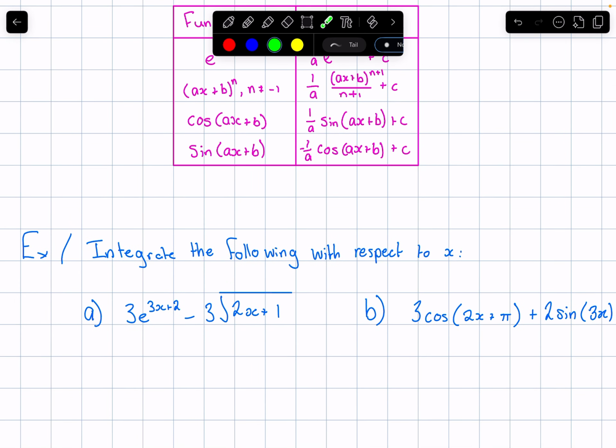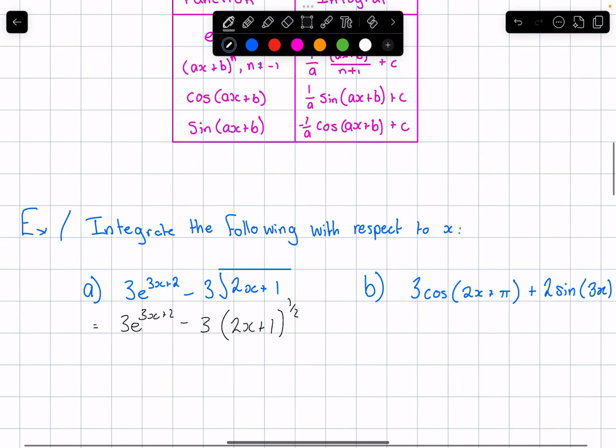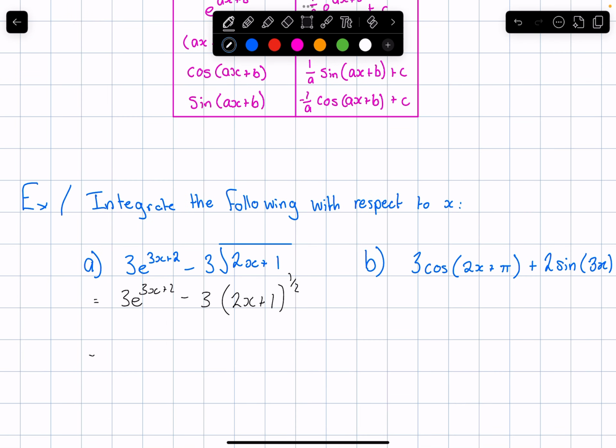Now, looking at this function here, this term here is ready to integrate, this term not so much. So let's first turn this into a function that we can integrate properly. Like I said, the first term was fine, minus 3. Now, square root, as we all know, is the power of a half. Now this is in the form that we can look at. So let's now find the integral: 3e to the 3x plus 2 minus 3 times 2x plus 1 to the power of a half dx.